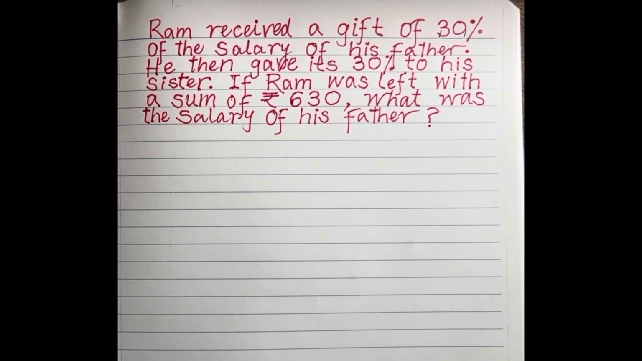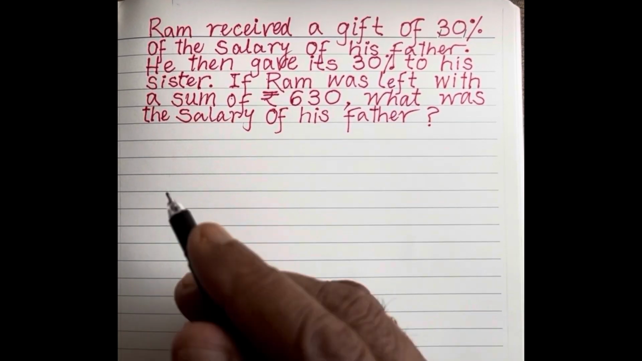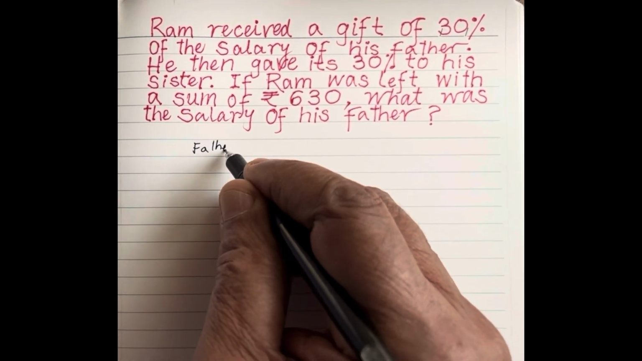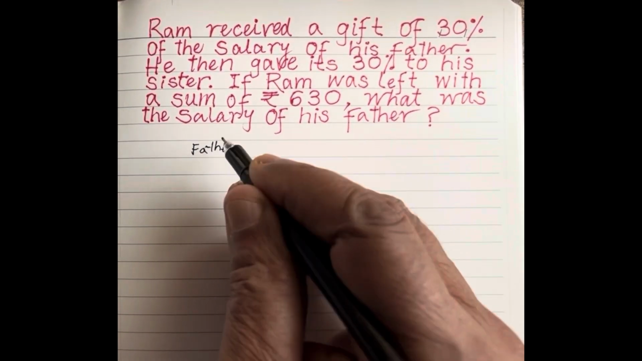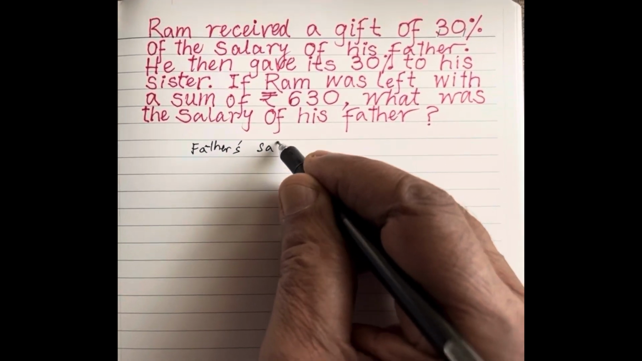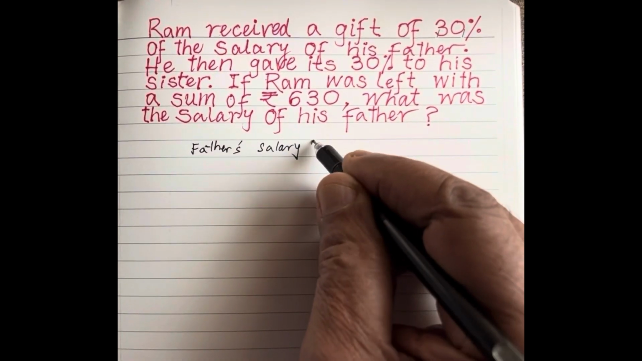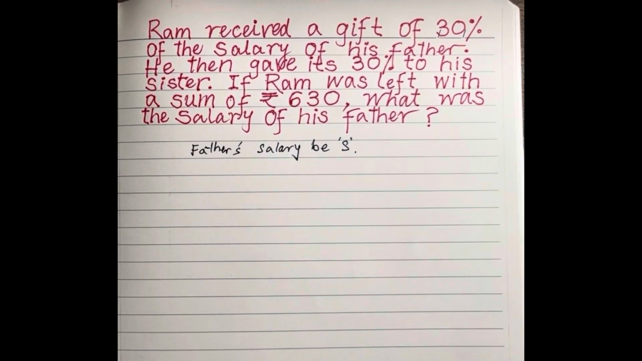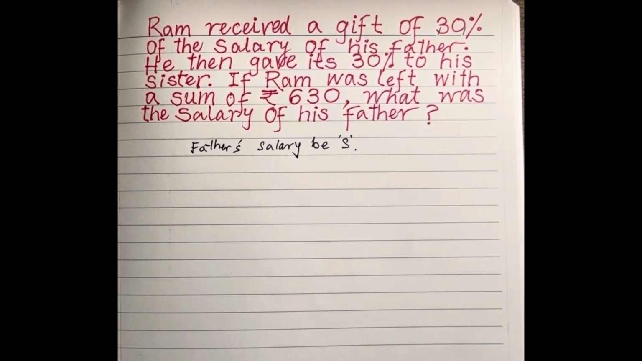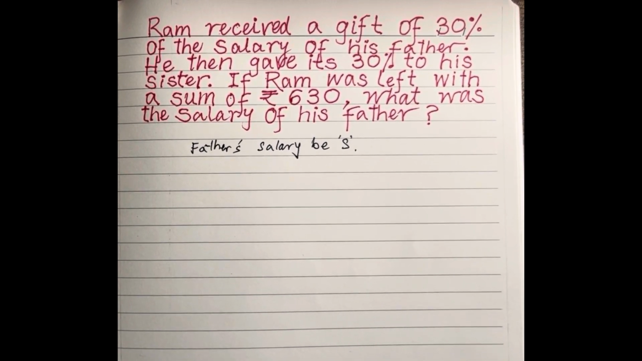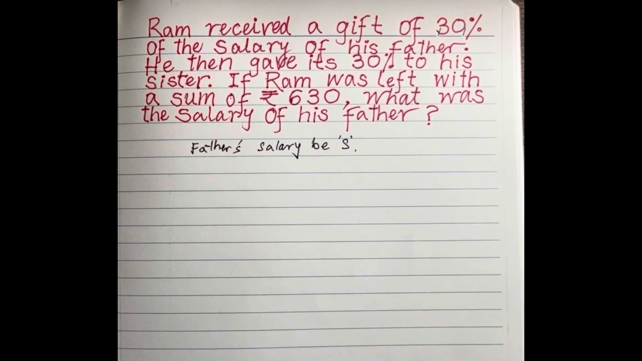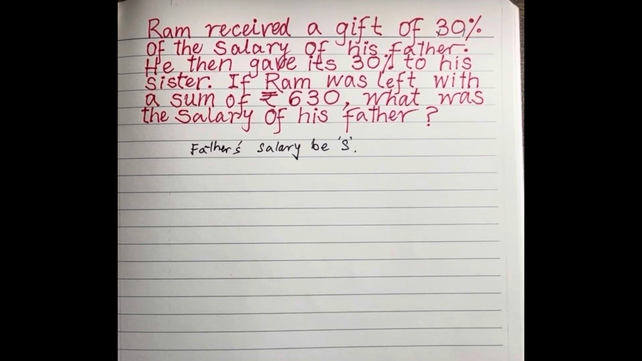Here, let's take the father's salary as S. Now, the money left with Ram should be equal to the difference of money received by Ram and the money given by Ram to his sister.